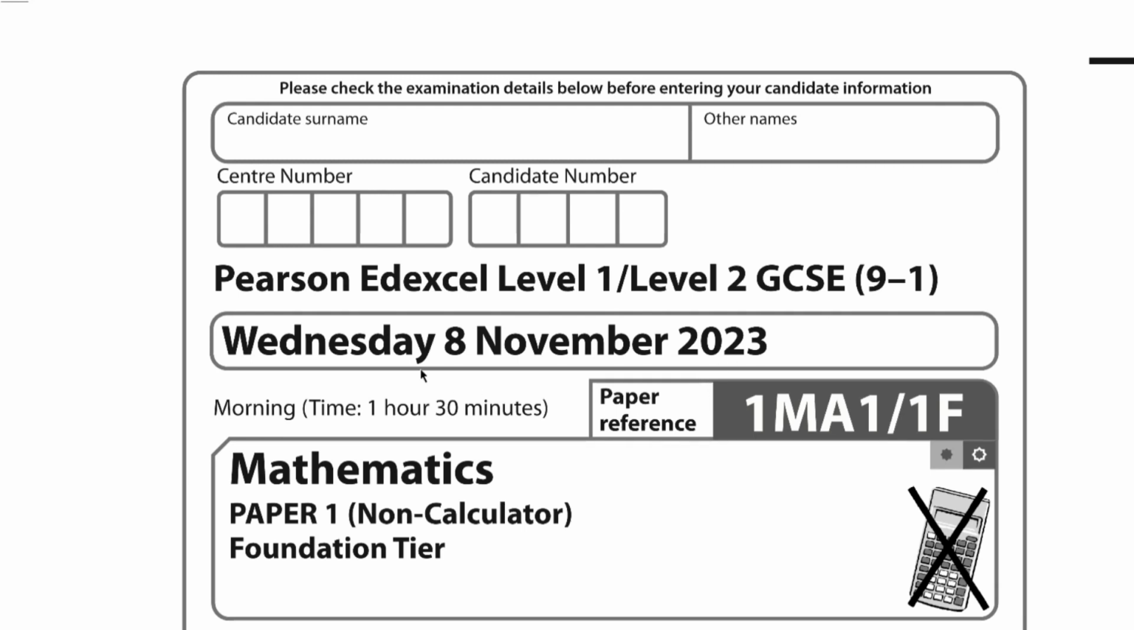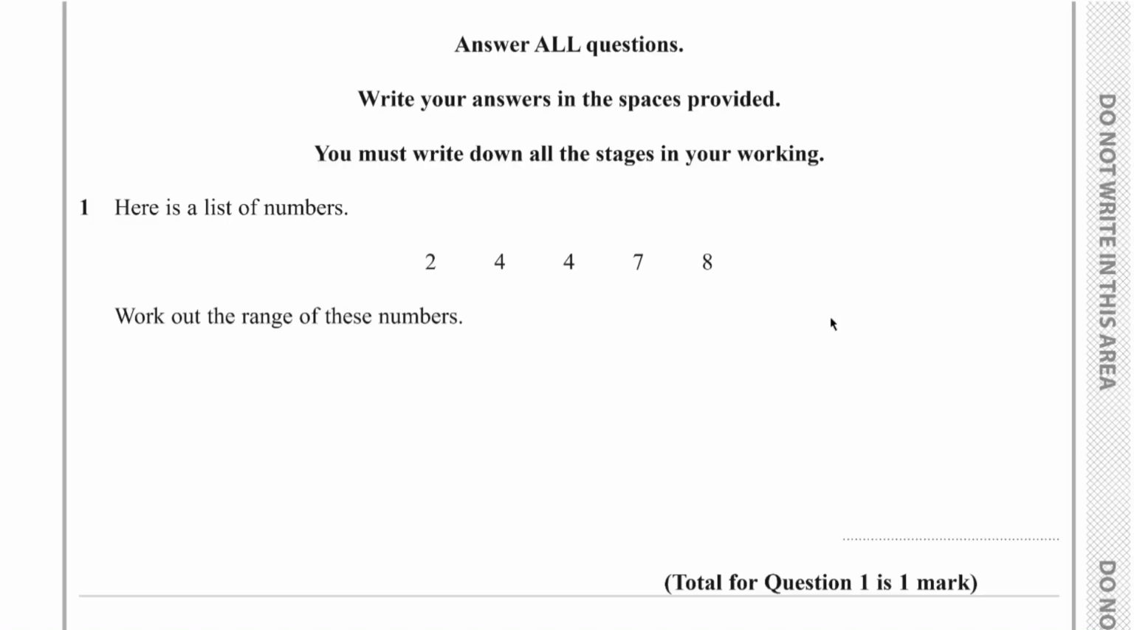This is the Edexcel GCSE 9-to-1 Maths Foundation Paper 1, which is a non-calculator paper. Question 1. Here is a list of numbers: 2, 4, 4, 7, 8. Work out the range of these numbers.